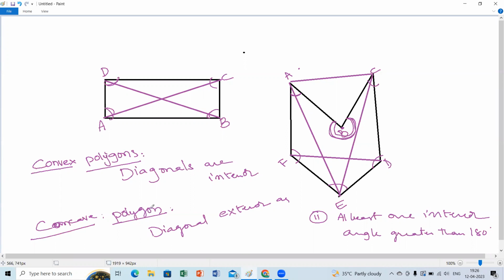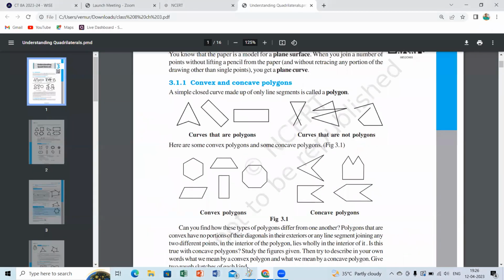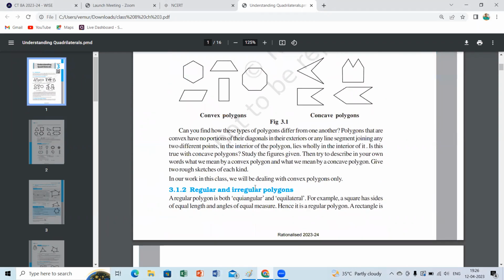Okay, ma'am. Right. Can we move to the next part, children? Yes, ma'am. What is the major difference between convex and concave? Ma'am, in convex, angles are not greater than 180. Very good. In convex, diagonals are interior. Diagonals are exterior in concave.